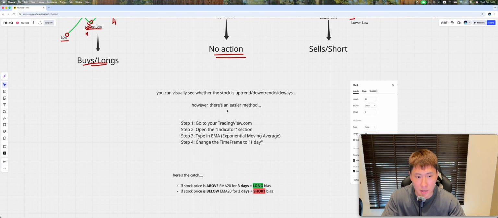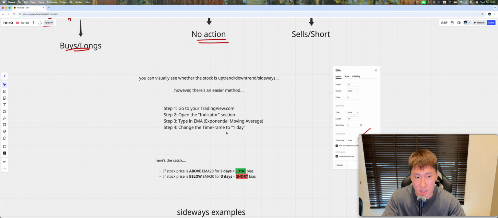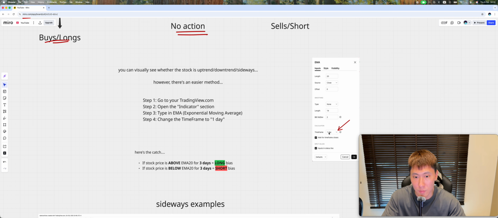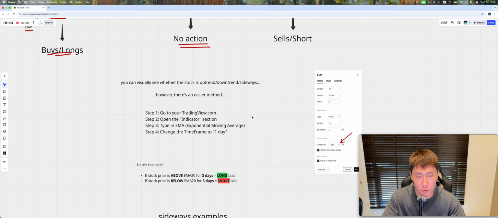The easier method is that I want you to go to TradingView. I want you to open the indicator section. I want you to type in EMA, exponential moving average. And once you have that, it's very simple. You just click into the settings and you change the EMA time frame to 1 day. So what do I mean? I'm just going to go through it really quickly.